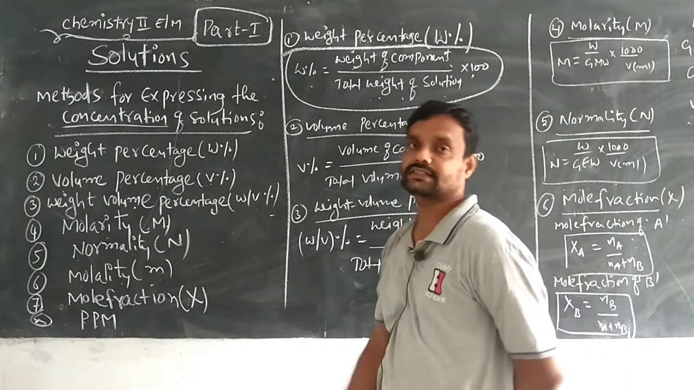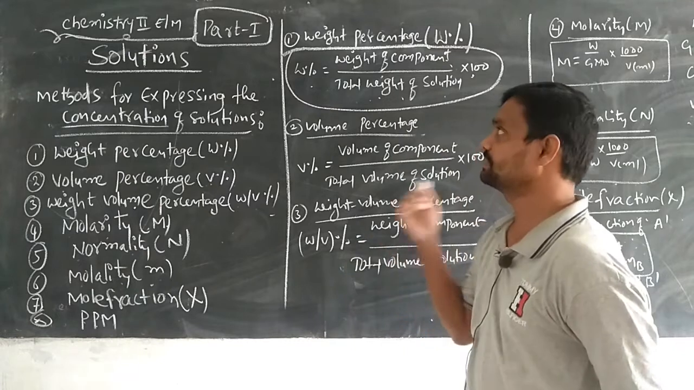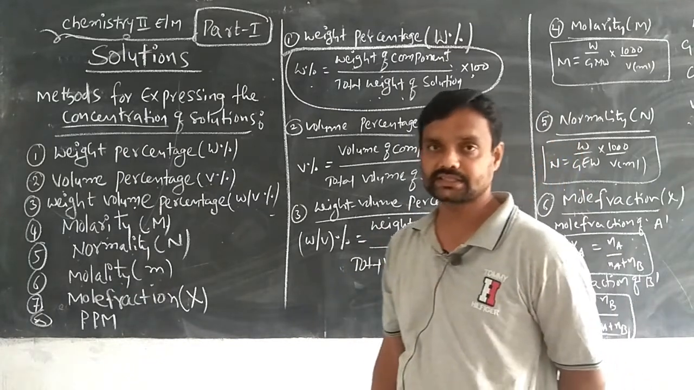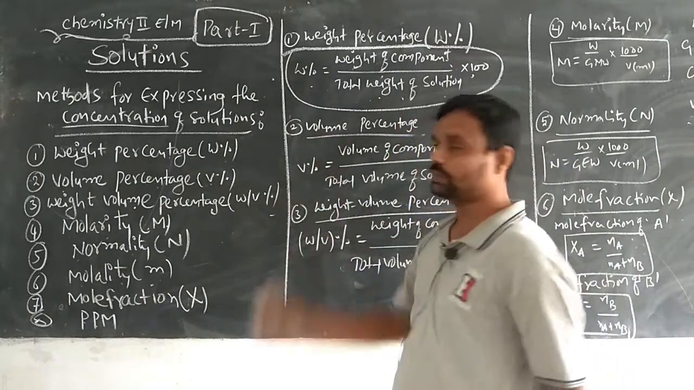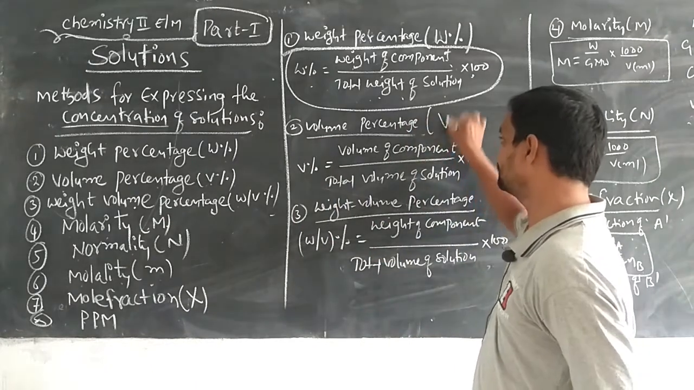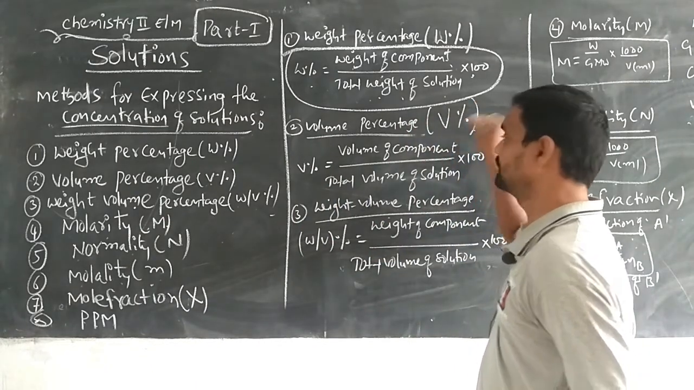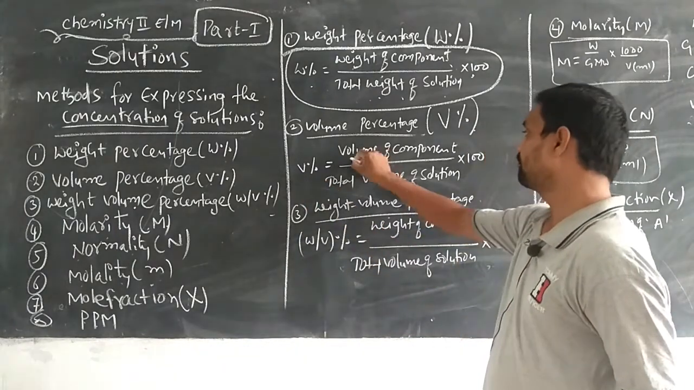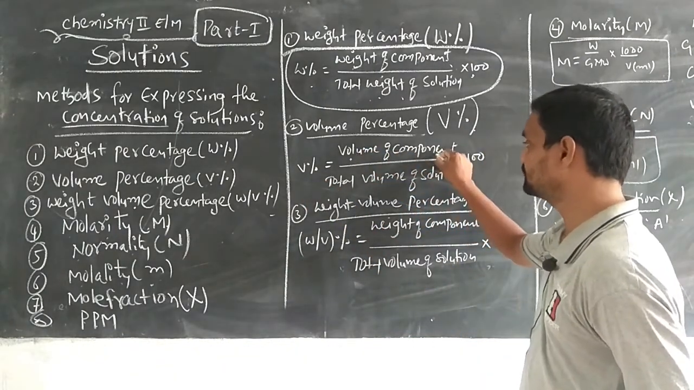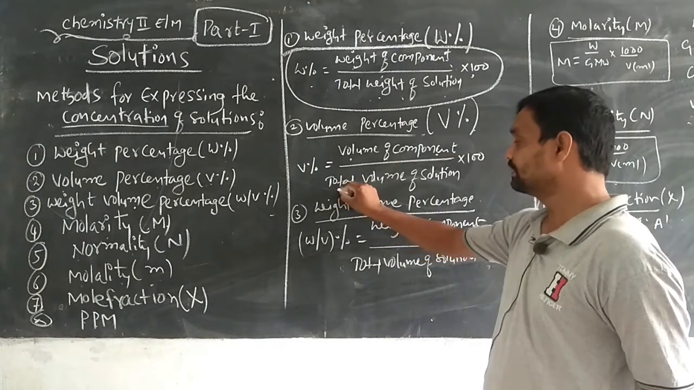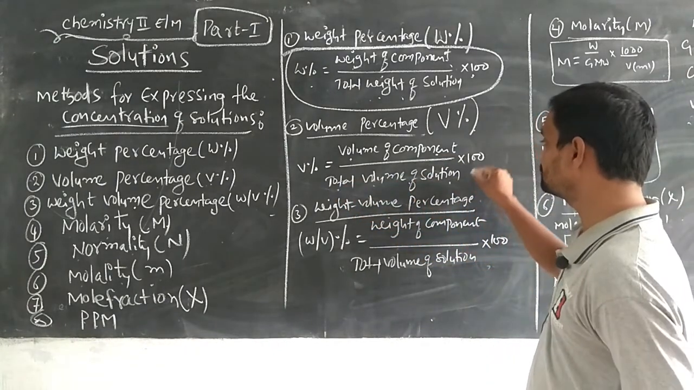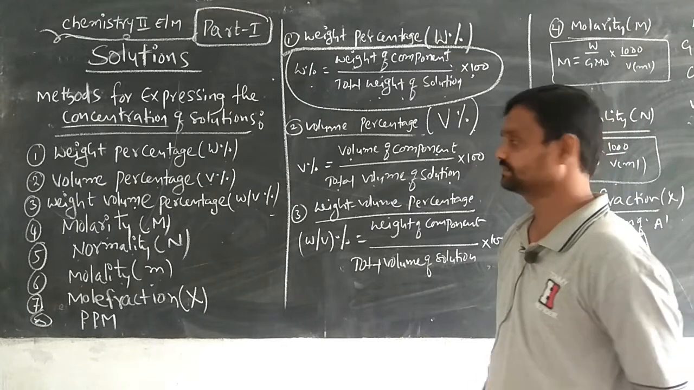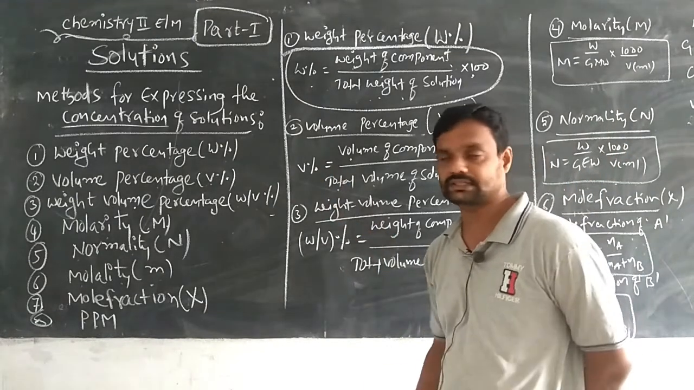Then we get the weight percentage. So that is the meaning of the weight percentage. Next, volume percentage, the V percentage symbol. Simple: volume percentage is equal to the volume of the component divided by the total volume of the solution, multiplied by 100. Then we get the volume percentage.